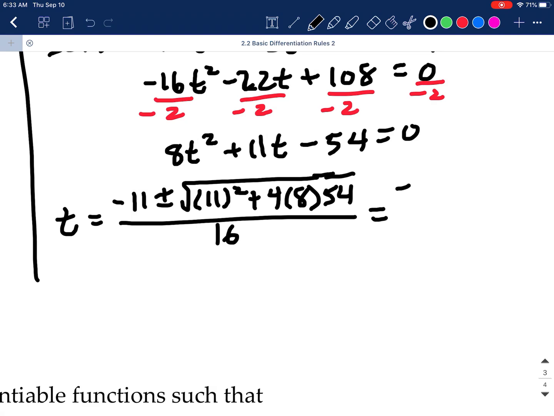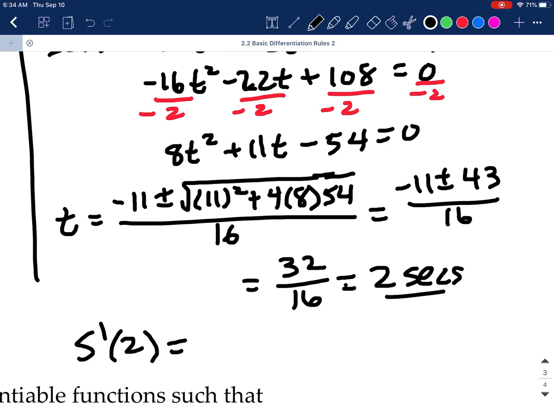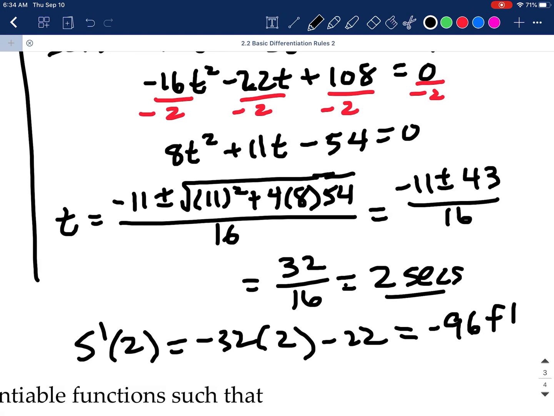All right, so it's going to equal negative 11 plus or minus 43 all over 16. Obviously t is not going to be negative, so we will add 43 to 11, and we'll get 32 over 16, which is 2 seconds. All right. So that means we need to find s prime of 2, which is going to be negative 32 times 2 minus 22 from our previous work. And so we get negative 64, so negative 96 feet per second.